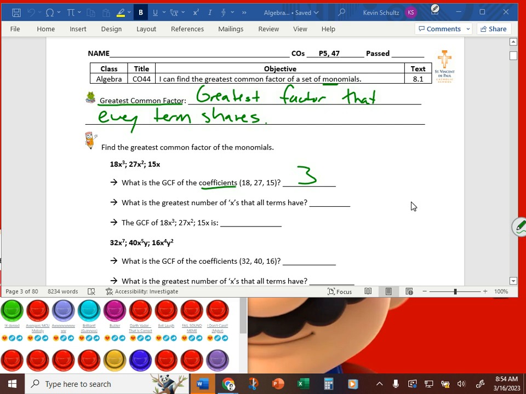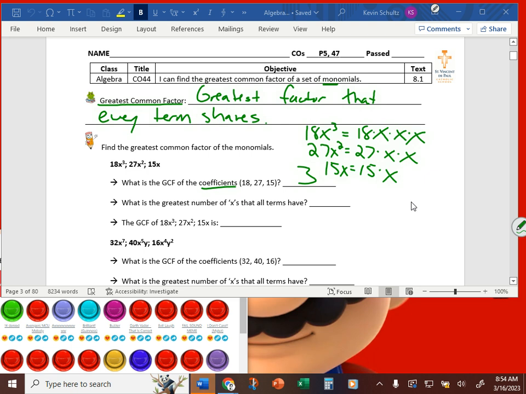Now we want to look at the x's. And remember, expanded form: 18x cubed equals 18 times x times x times x. 27x squared equals 27 times x times x. And then 15x is just 15 times x. So when we're looking at the variables, we want to know what's the greatest number of x's.